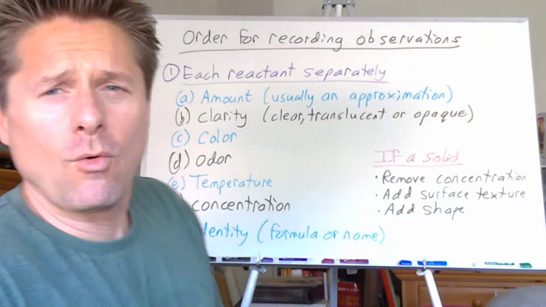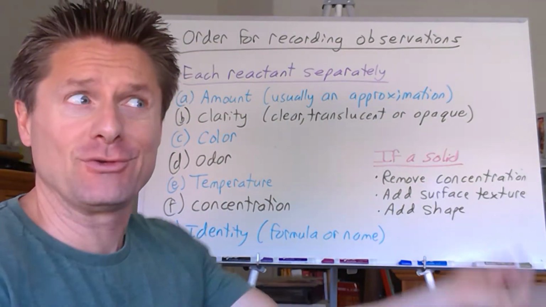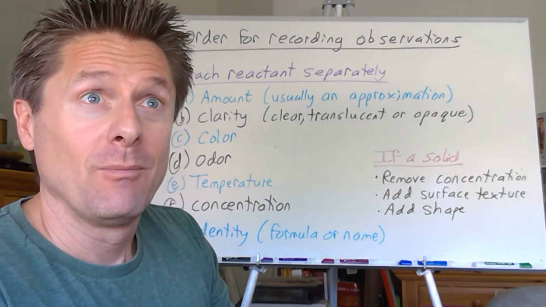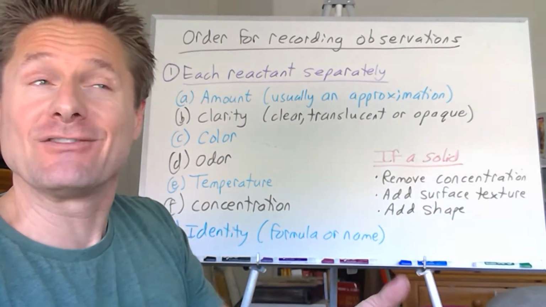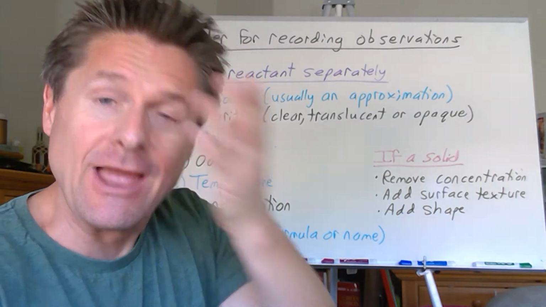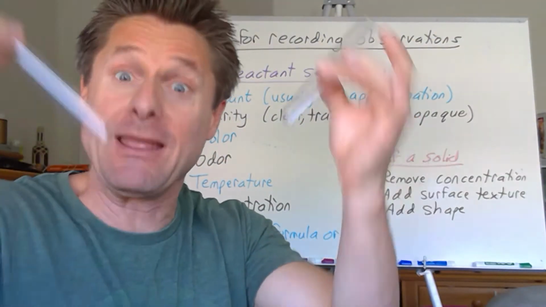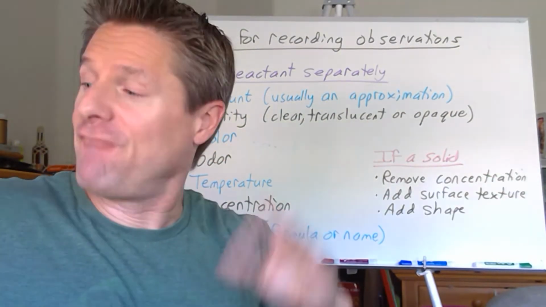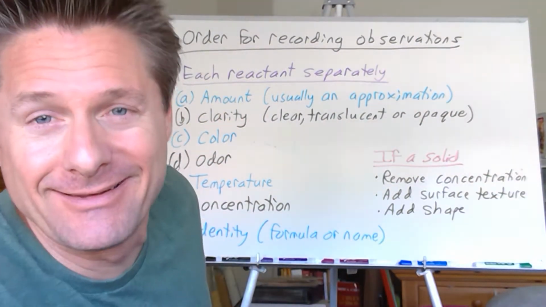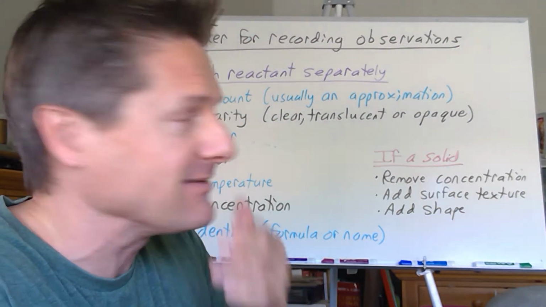Here we go. Here's our order. I think it's intuitively obvious. You start with your reactants. Why would you describe your products before you mix your reactants? Don't try to form everything and then go back and think about what were my reactants. If I've got 2 different reactants, record reactant A, record reactant B separately before you mix them. Don't go back and go, what color was that? Oh, I forgot what odor that was.